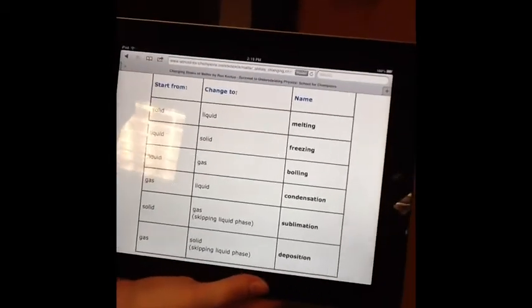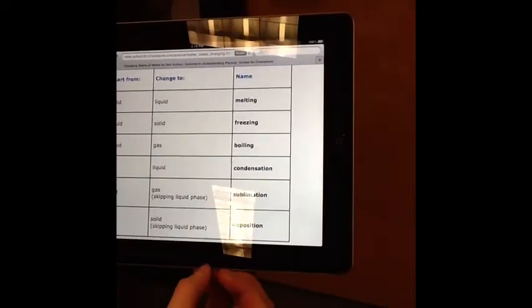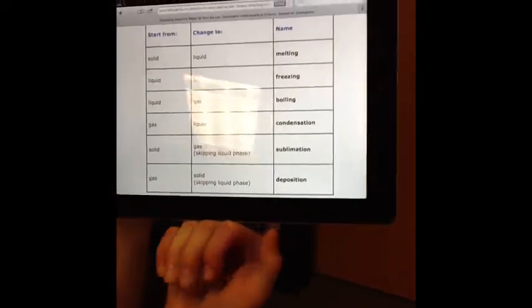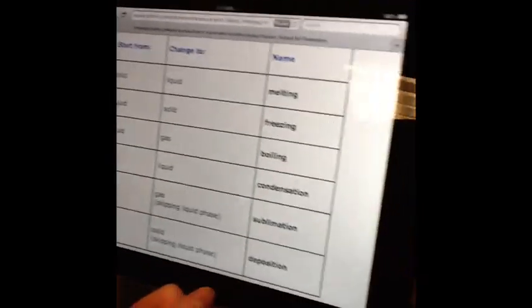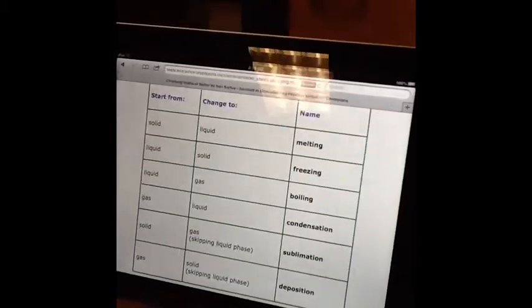Solid changes to a gas, skipping the liquid phase, by sublimation. Gas changes to a solid, skipping the liquid phase again, by depositing. So that's a lot more, and that's how they actually change into different states of matter. That's good information to know. So now you know more stuff. We'll learn even more. Let's see what you got.